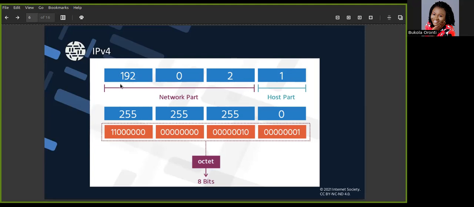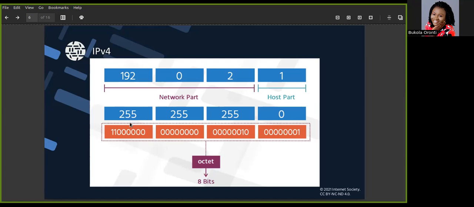So looking at this particular IPv4 address, the first 3 octets identify the network part, and the last octet identifies the host part. And now, how do we know which part is for the network and which part is for the host? We deduce this from the subnet mask following it.